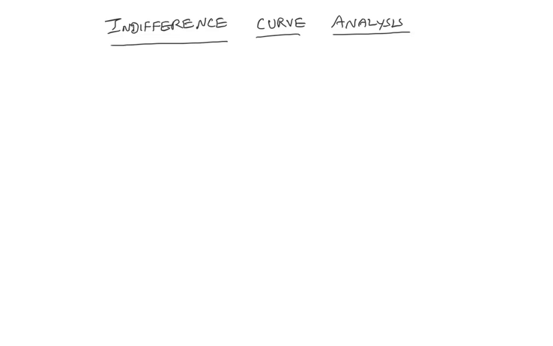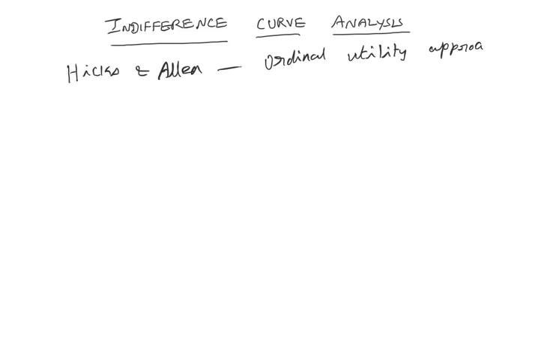So as an alternative approach to the cardinal utility analysis, some economists, especially Hicks and Allen, developed a theory known as the indifference curve analysis, which is based on the ordinal utility approach. This is an alternative theory to cardinal utility analysis. In 1939, they gave their version of consumer behavior through the indifference curve analysis.